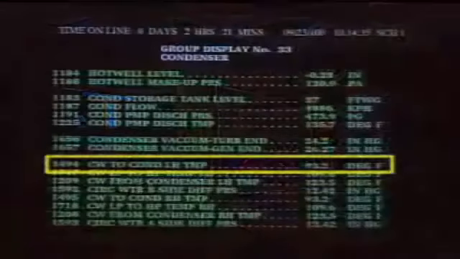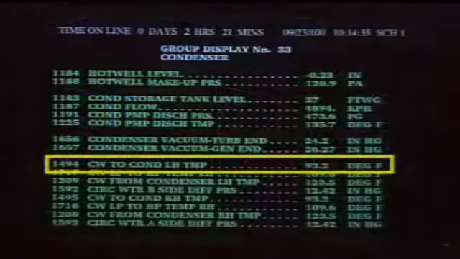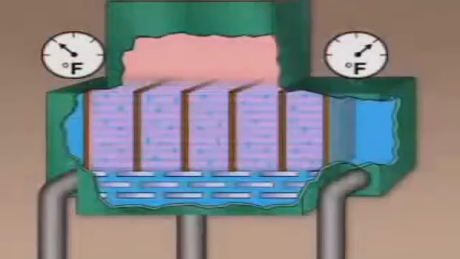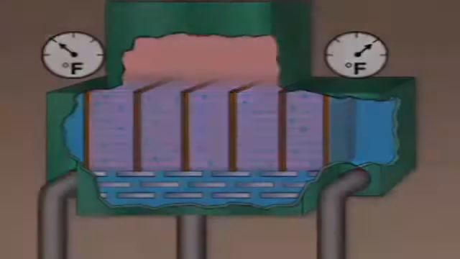Circulating water inlet and outlet temperatures are also checked frequently because they can provide information about condenser operation. For example, a high inlet temperature can reduce the amount of condensing that's taking place inside the condenser. It's also important to monitor the difference in the circulating water inlet and outlet temperatures.